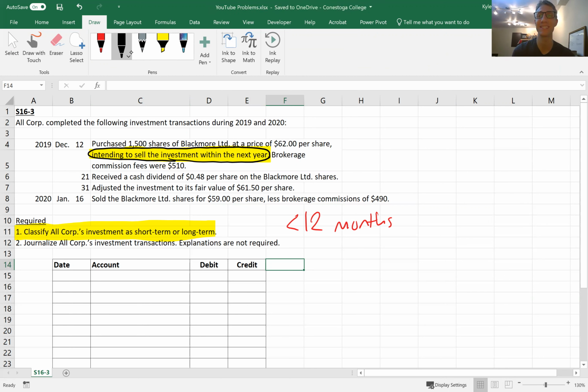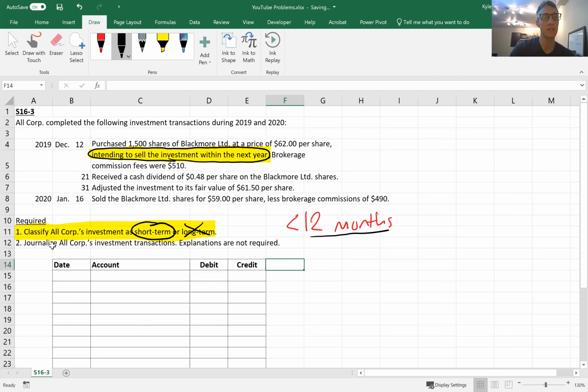So it's management's intention on whether they intend to hold or sell that dictates whether it will be a short-term or long-term investment. It'll be a short-term investment if it's intended to sell within the next 12 months, which means it's going to be a current asset. So the answer to requirement number one is short-term.